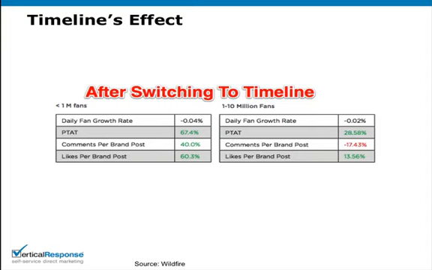67% people lift in people talking about this. Comments and likes are up there too, and to me this is validating that the timeline format, which was Facebook's goal from the beginning, is to make your content more engaging. And it seems to be, at least in the early days, having that effect.